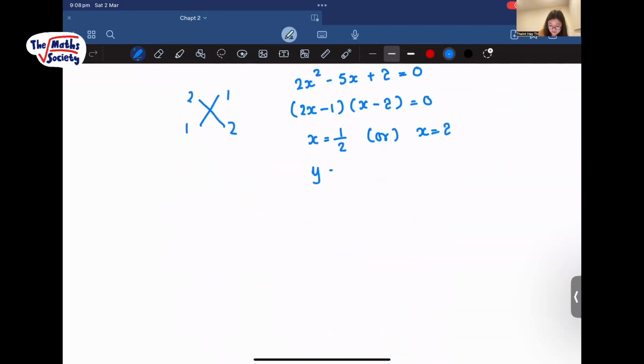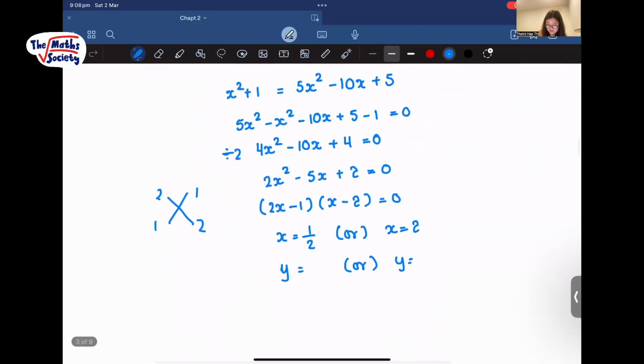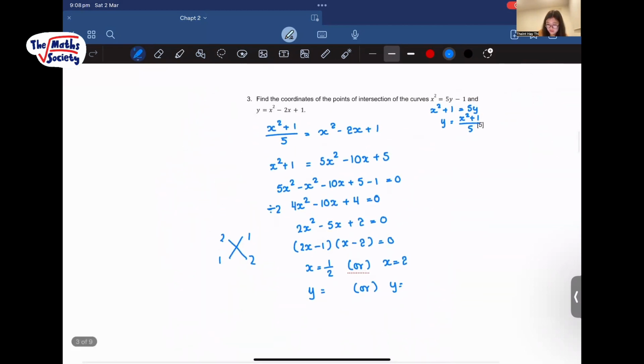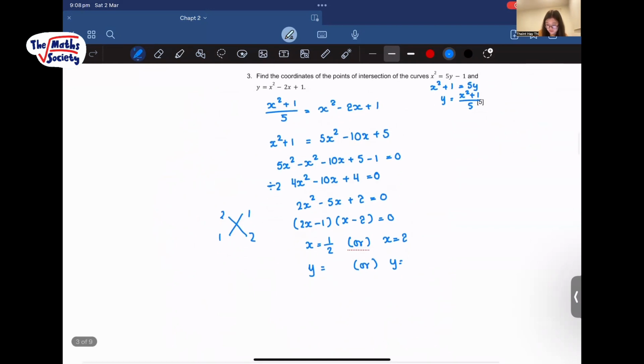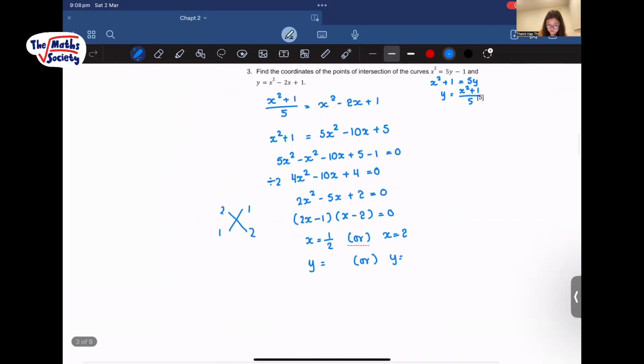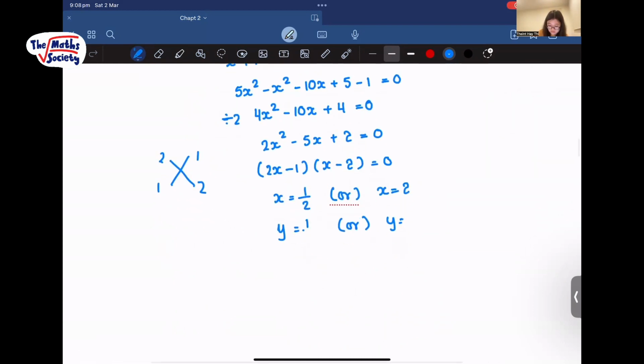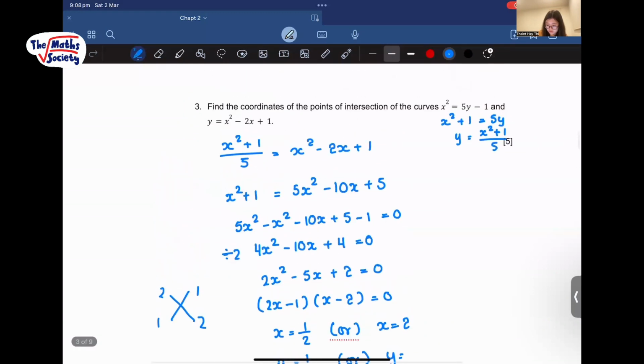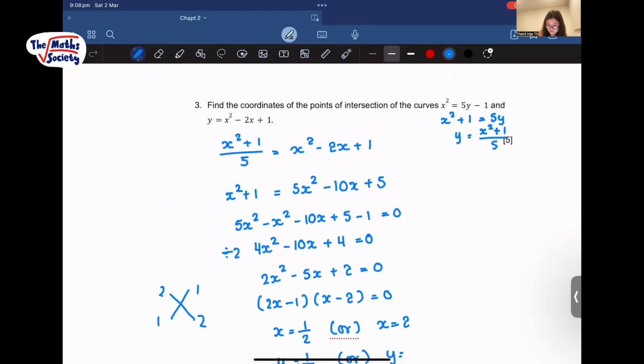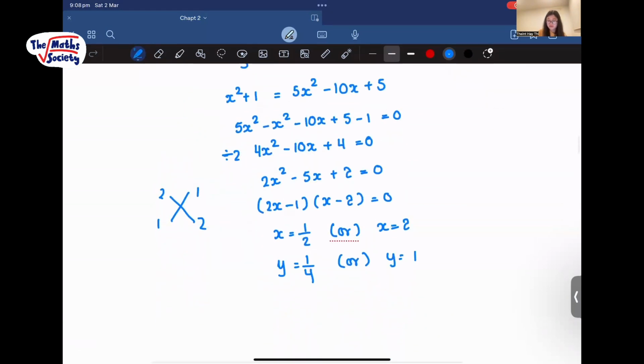So y is equal to... you substitute them. Here we have y equal to (x squared plus 1) divided by 5. So if you put 1 by 2, you'll get 1 by 4, and then for 2, you'll get 1, because it's 5 by 5.